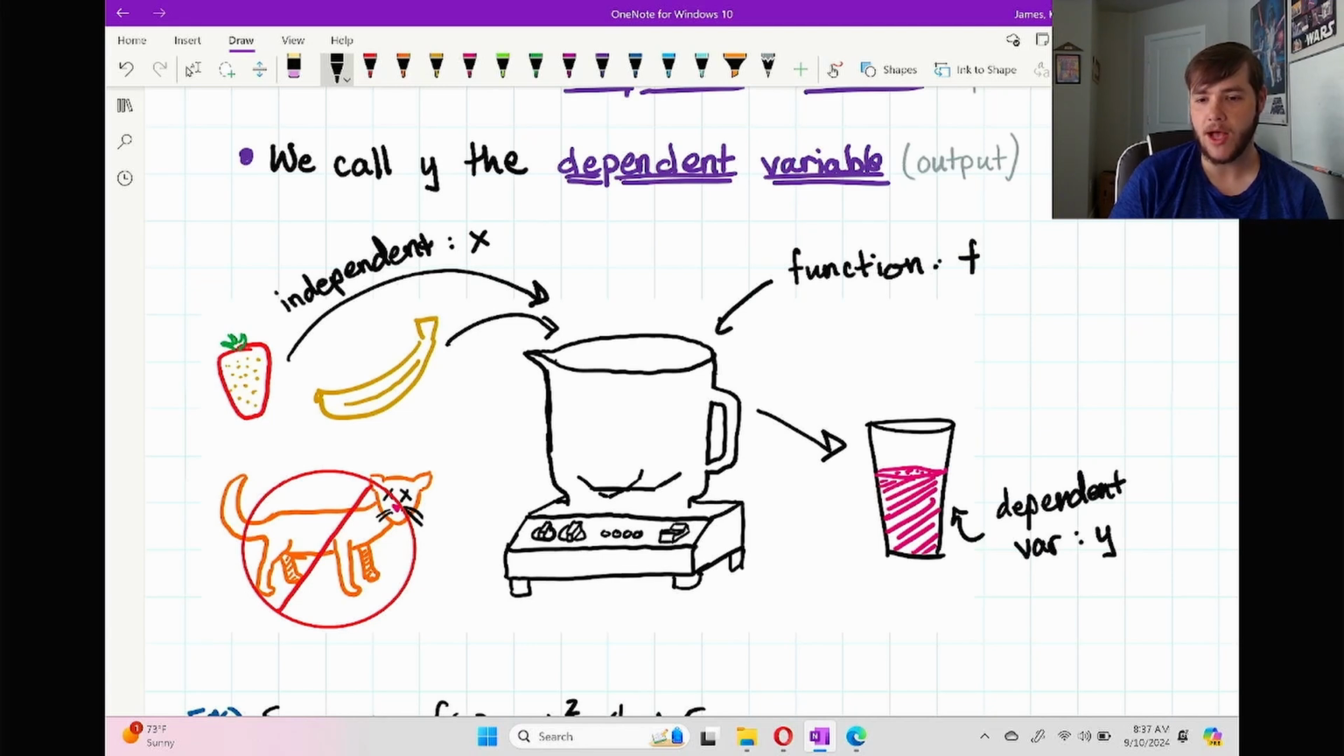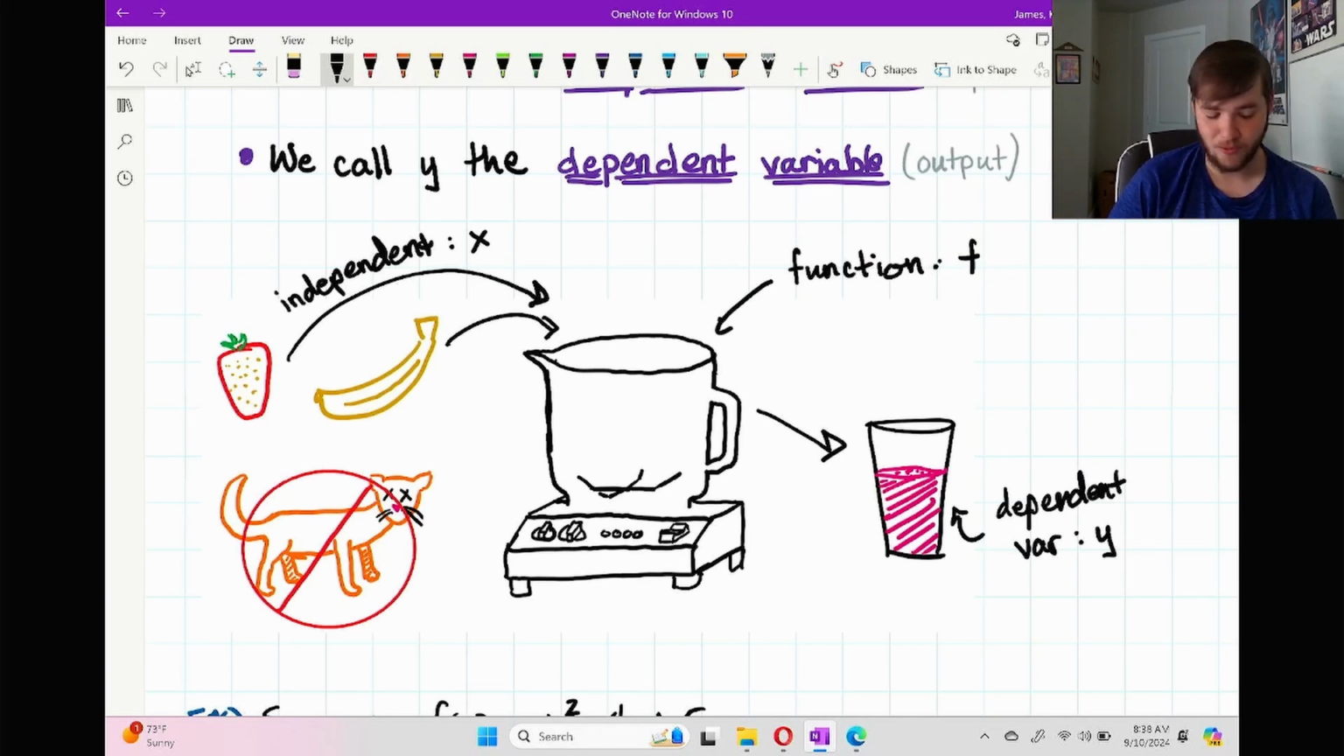Now we would have a problem if we tried to put a cat in the blender. We would not get a smoothie, we'd get a broken blender. So this is, and probably, at the very least, a misdemeanor charge.